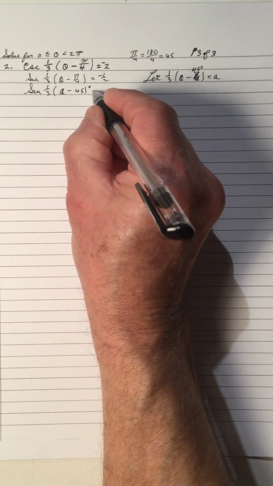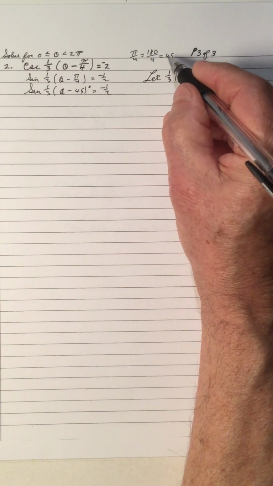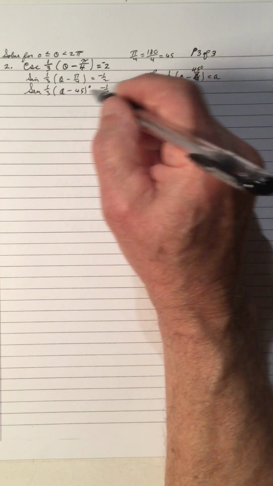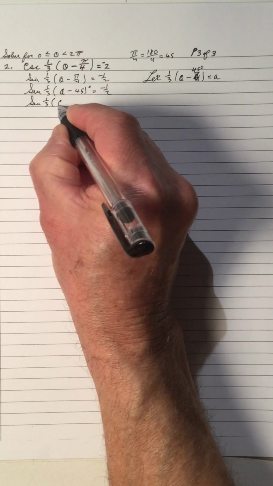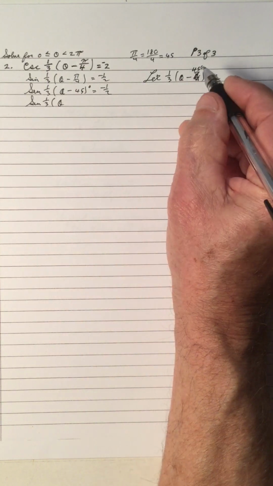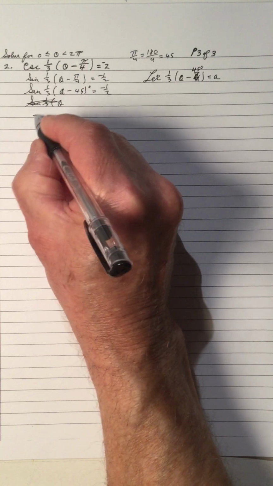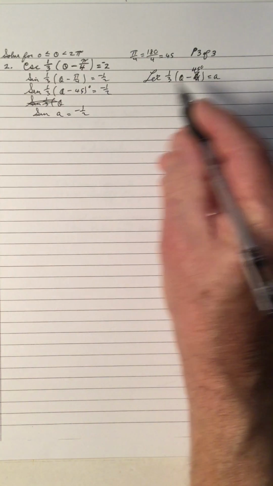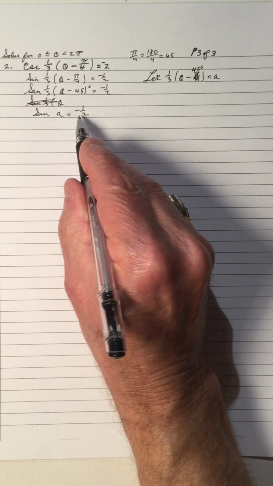Change my radians to degrees. 180 divided by 4 is 45. Oh, my mistake, sorry. So I changed my pi over 4 to 45. Now I'm going to let this be A.